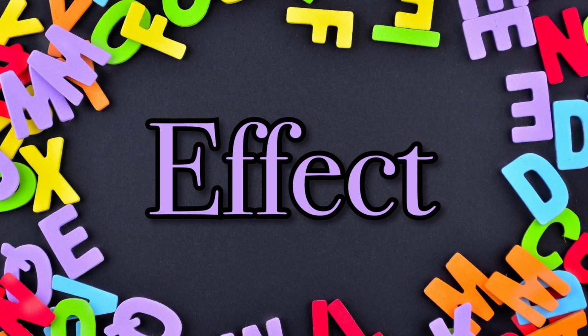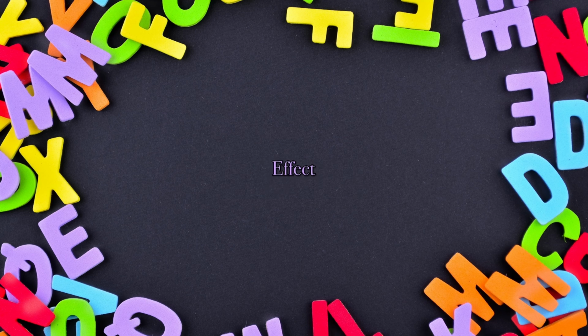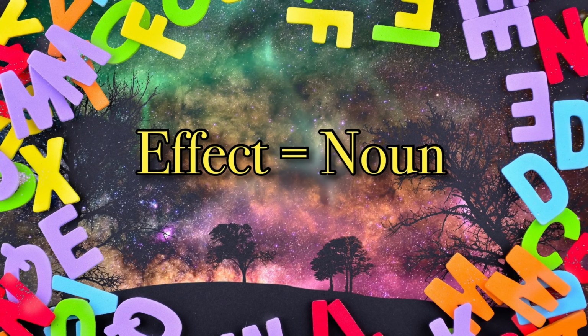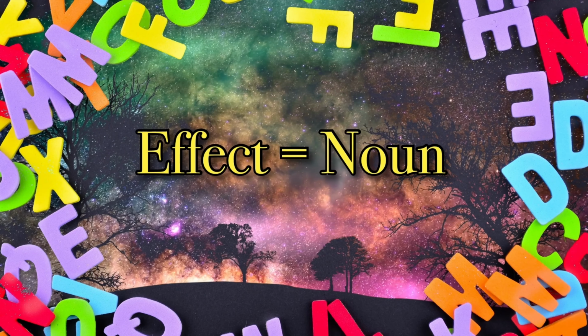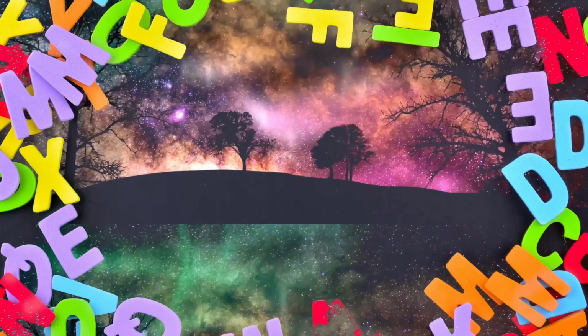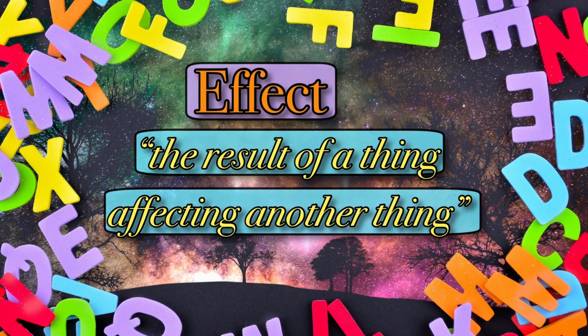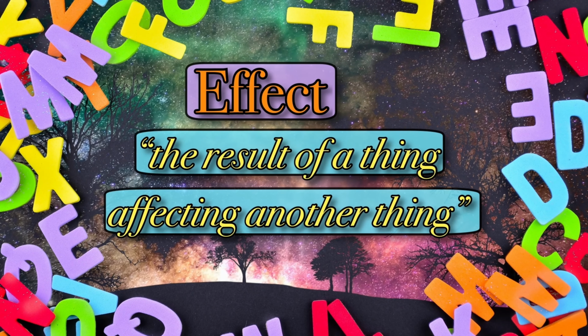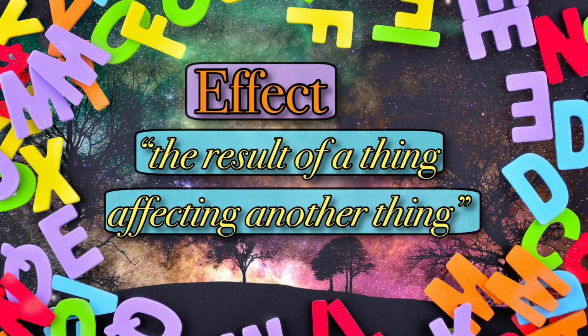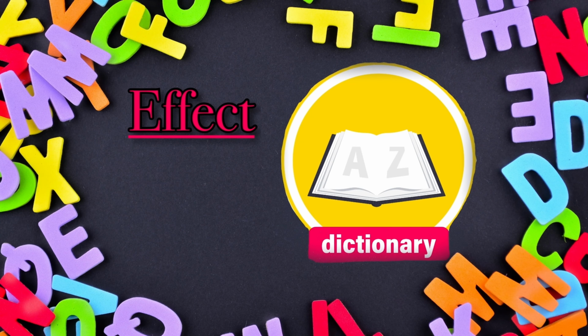Now, let's discuss effect with an E. Unlike affect, effect with an E is a noun describing a phenomenon. Such a phenomenon is often the result of some sort of change. In short, an effect is the result of a thing affecting another thing. Here are some synonyms for effect. Please note that affect and effect share some of the same synonyms.